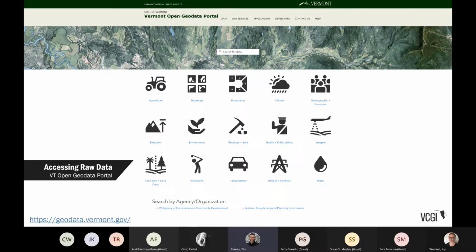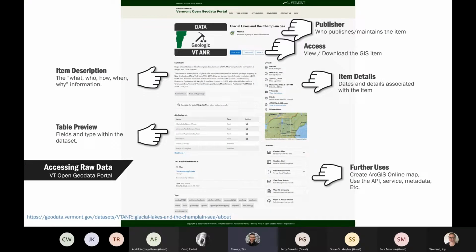And I'm going to end this whole session here with an example of one of the more advanced type uses of the Open Geodata portal, accessing a raw data set there. You can think of this as the front-facing library of all spatial or GIS data throughout the state of Vermont that's hosted by all of these different providers. An item page there, it's got over 1,000 items. We're just going to look at one of these here.